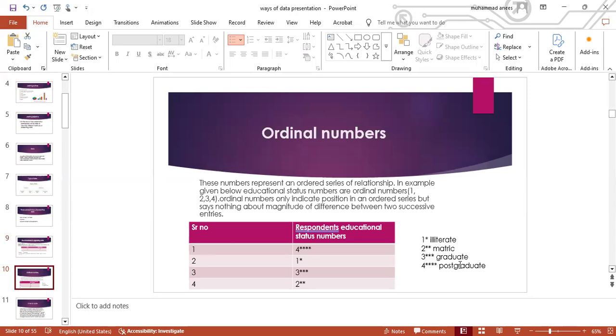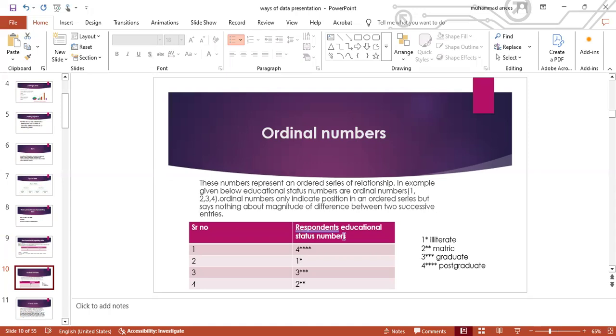Moving on to the ordinal numbers. These numbers represent an ordered series of relationship. In the example given below, educational status numbers are ordinal numbers, 1, 2, 3, and 4. Ordinal numbers only indicate the position in an ordered series, but say nothing about the magnitude of difference between two successive entries.